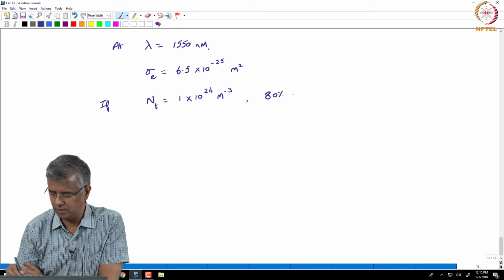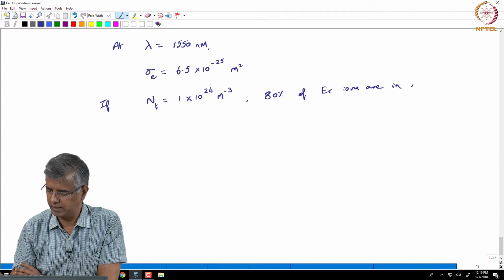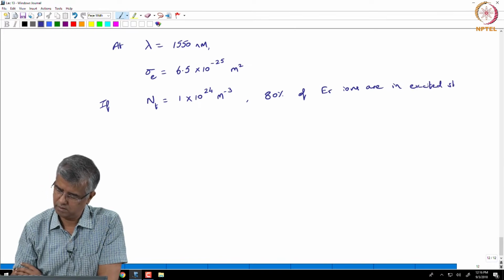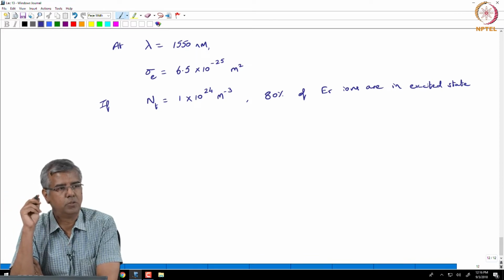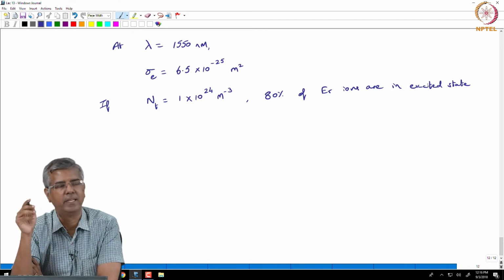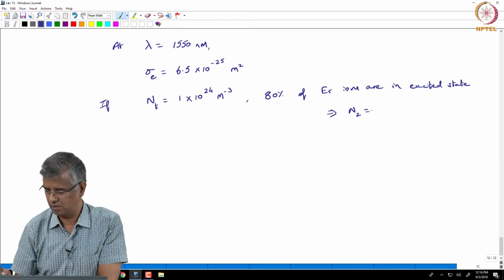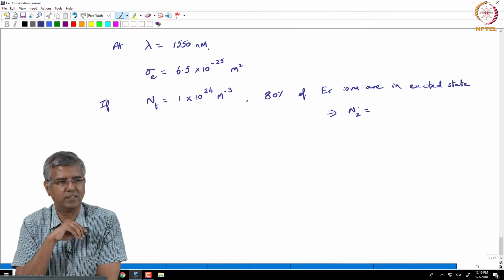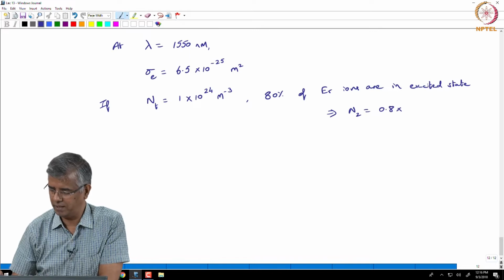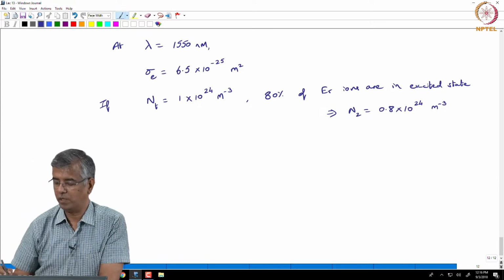So we are also told that 80% of the erbium ions are in excited state, right. So you have somehow managed to pump it externally and maintain 80% of your ions in the excited state, okay. So what is N2 now? Total is 1 into 10 power 24, 80% of that is excited, so this is going to be 0.8 into 10 to the power of 24 per meter cube, right.